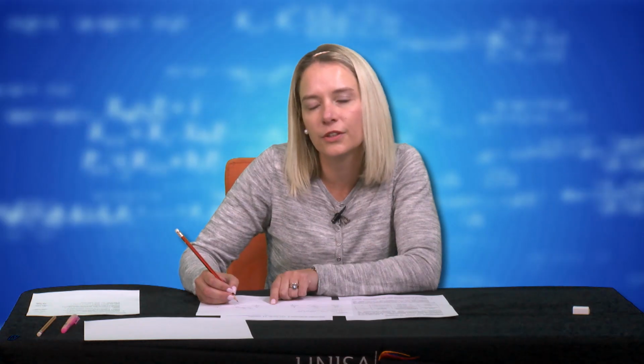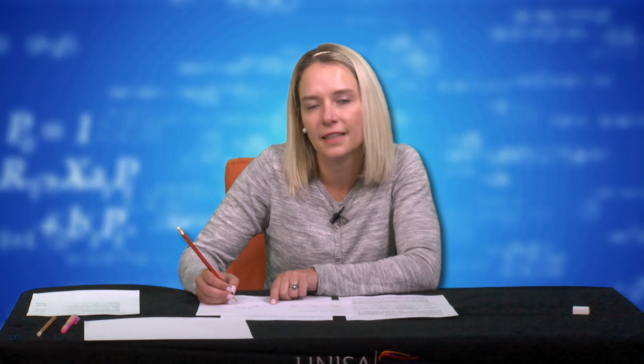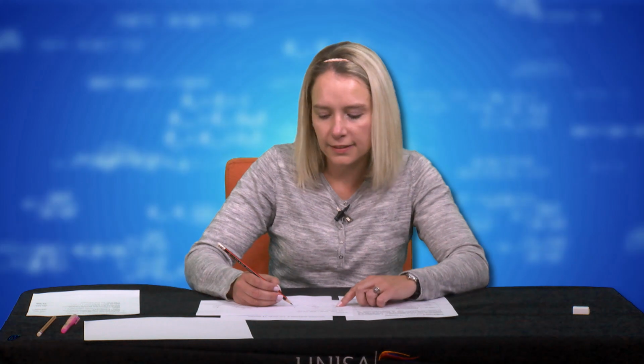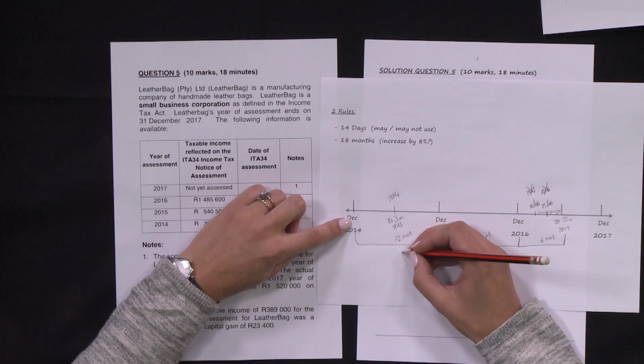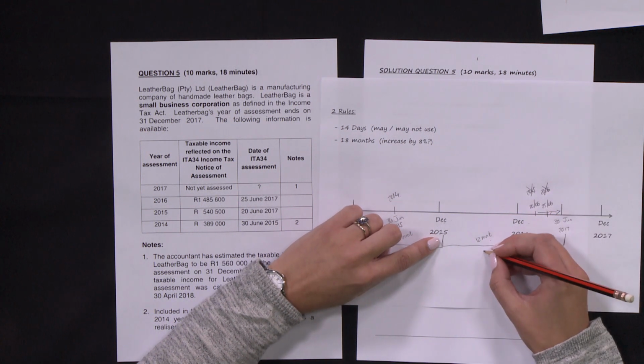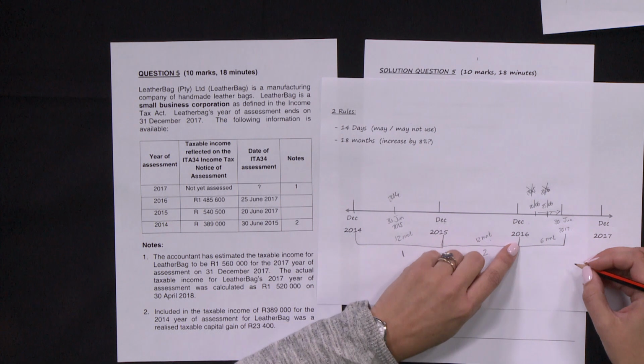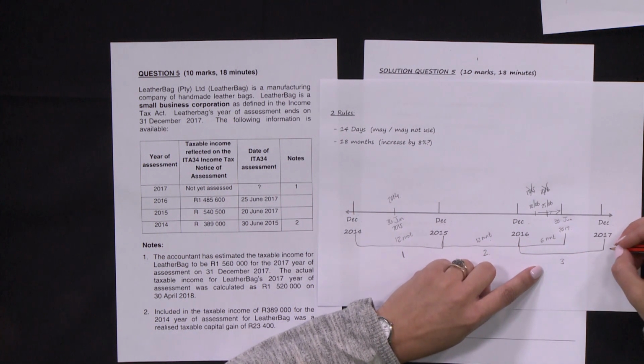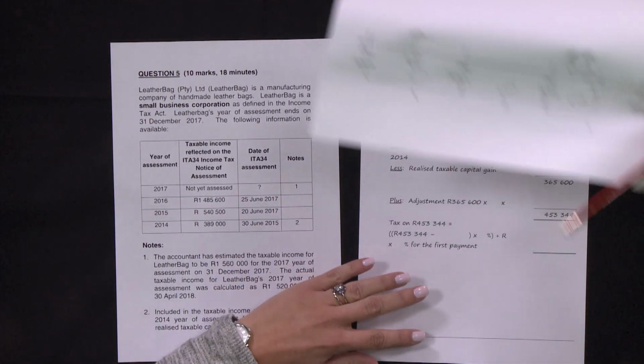So yes, we'll need to increase this basic amount by 8%. We need to increase it by 8% for each year of assessment. December 2014 to December 2015 is 1 year. From December 2015 to December 2016 is your second year. And from December 2016 to December 2017 is your third year. Remember, you're doing your first provisional tax payment for December 2017. So you need to increase your basic amount by 3 years. Okay, now we're going to look at our solution.